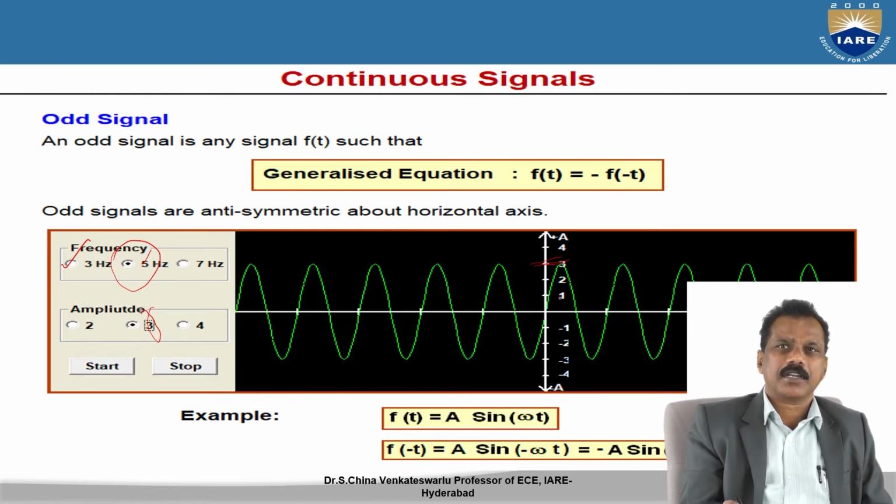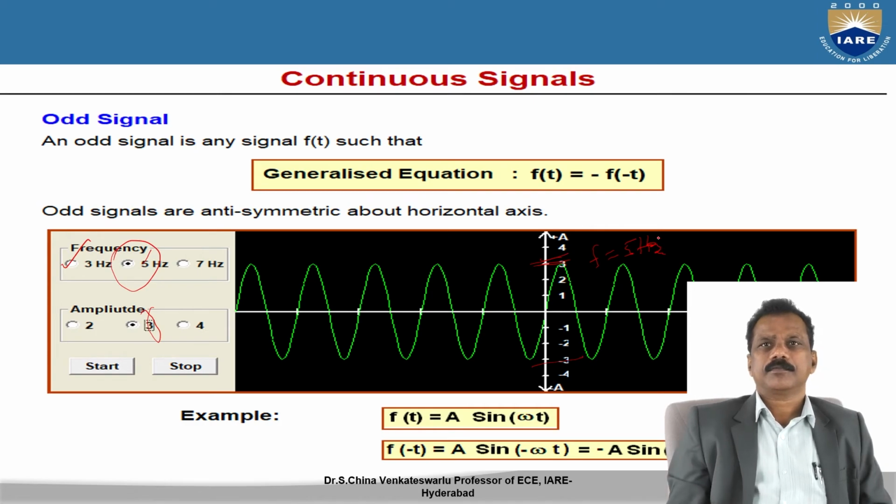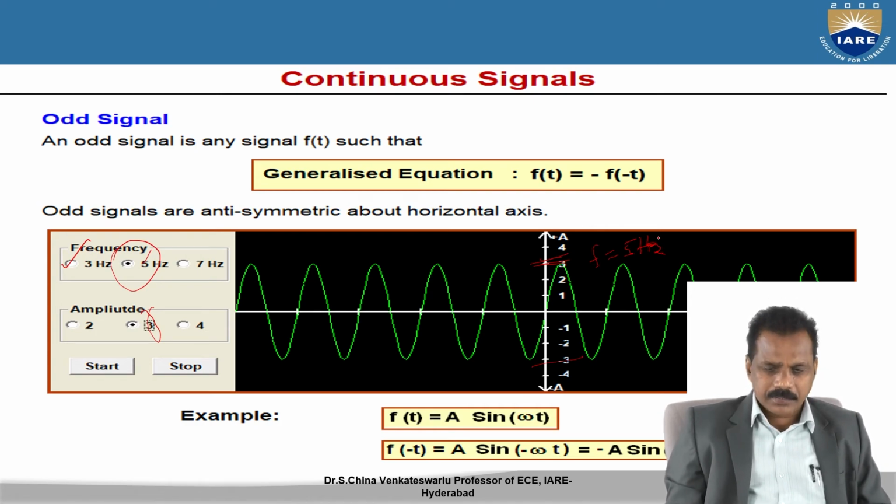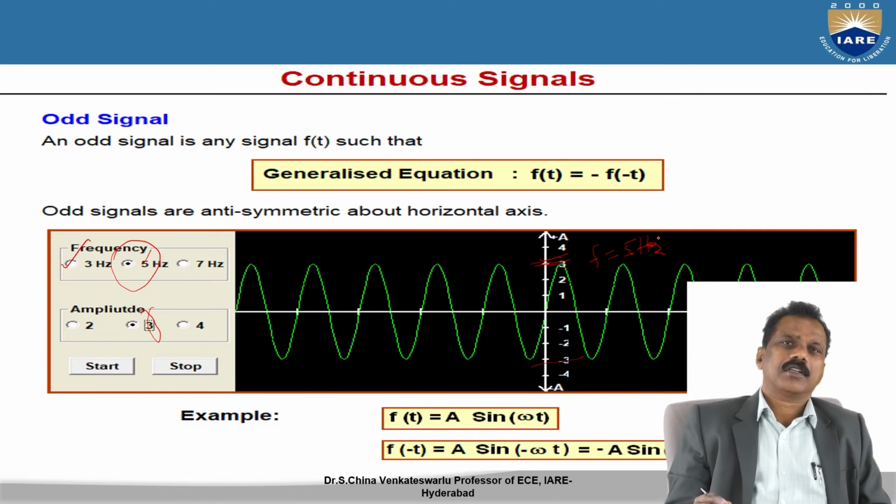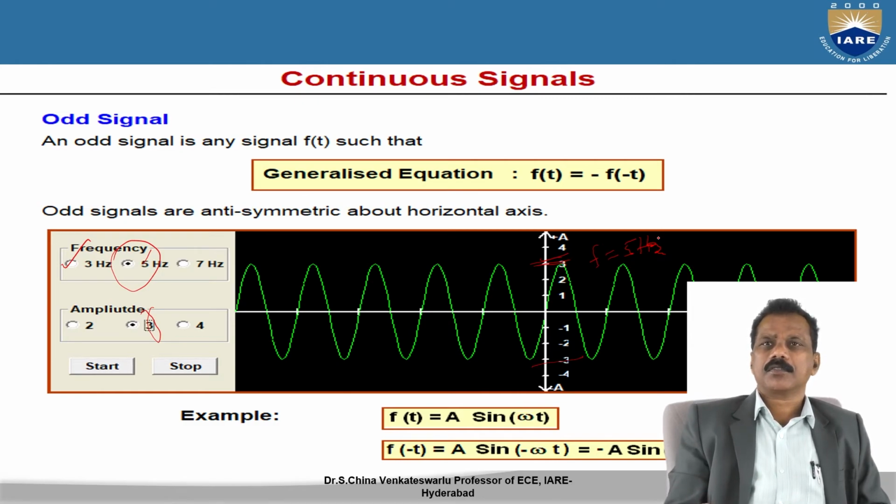See here, minus 3 amplitude to plus 3 amplitude is assigned with reference to that frequency. We know that the frequency is assigned 5 hertz. Generalized, we know the equation f of t is equal to minus f of minus t, but also, as the frequency increases, the amplitude also increases. This is how it appears graphically as a variation in a continuous time signal.